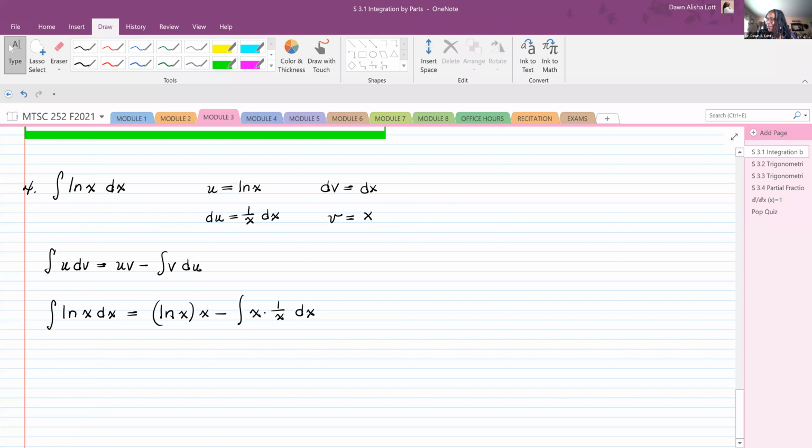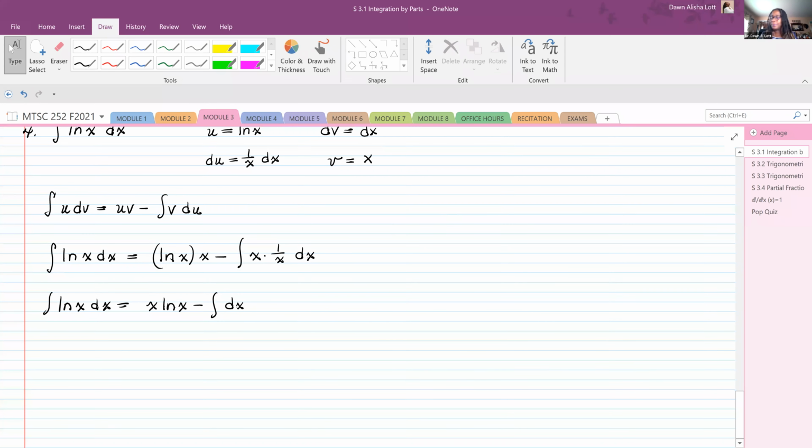Okay. All right, so now we get the integral of the log of x dx is equal to x times the log of x minus the integral. Oh, the x's cancel. So I just get the integral of dx. What's the integral of dx? We just did it. It's just x. Plop on that plus c and you got an answer.